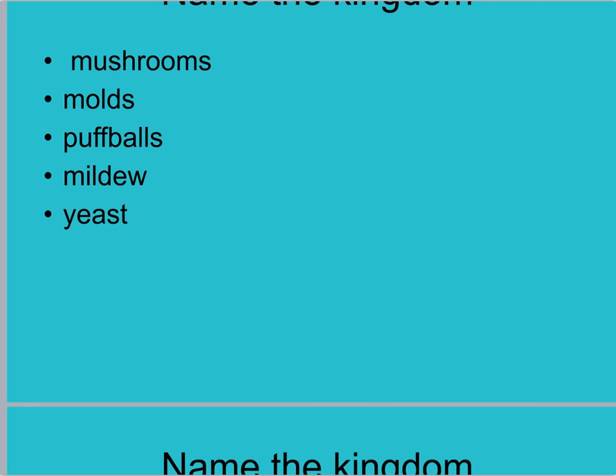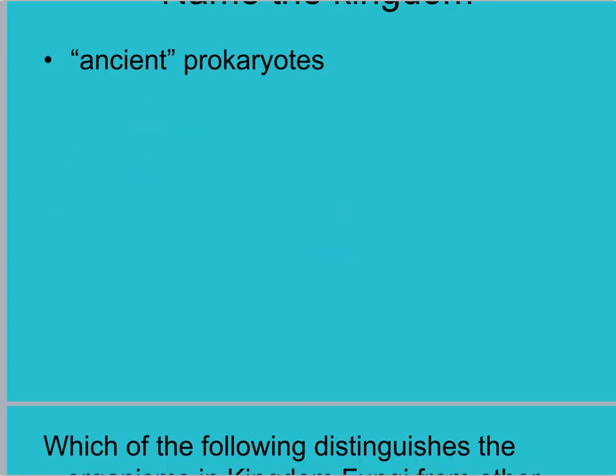Examples of this kingdom are going to be mushrooms, mold, puffballs, mildew, and yeast. Hopefully you know that mushrooms are going to be in the fungi kingdom. Ancient prokaryotes, that's going to be archaebacteria.